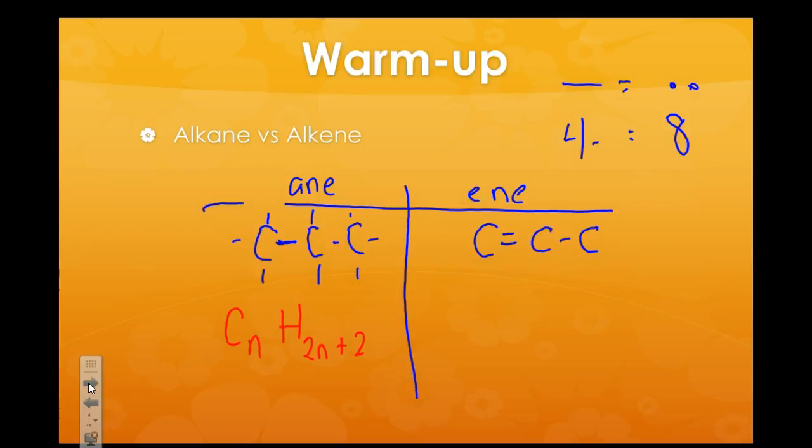Do you remember the formula for an alkene? CnH2n. Which means that if I have 3 carbon in the structure, how many hydrogen do I need? 6. Where are those 6 hydrogen going to go? 2 on the first one, 1 on the second one, and then 2 on the last one. Okay.